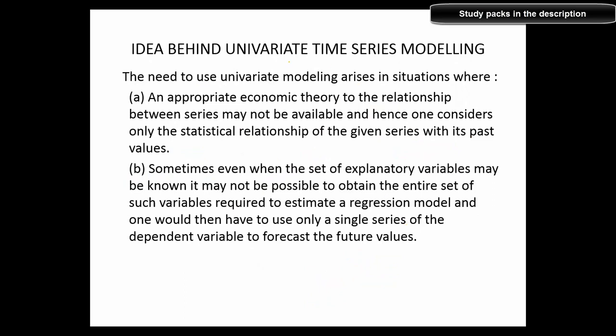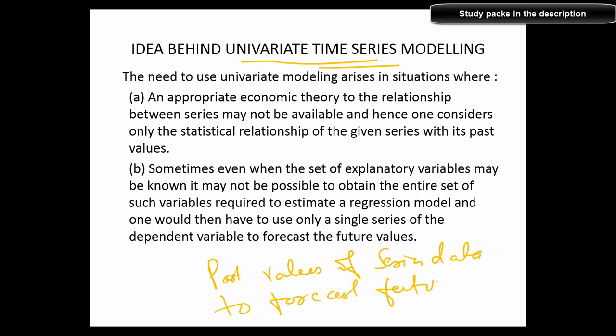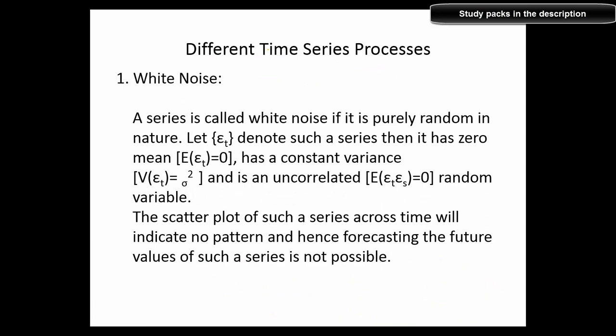So the idea behind univariate time series is to use the past values of the series data to forecast the future, right? The variables of interest could be stock price, GDP, sales, and so on. You can use it for a variety of purposes. So when we call a series white noise, note that a series is just a series of numbers.